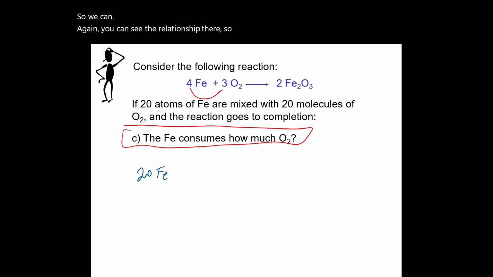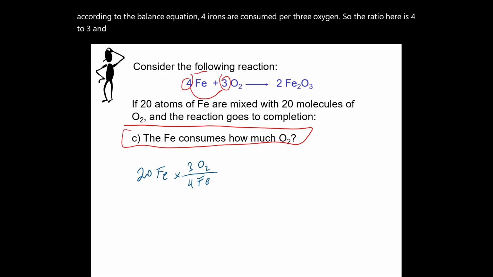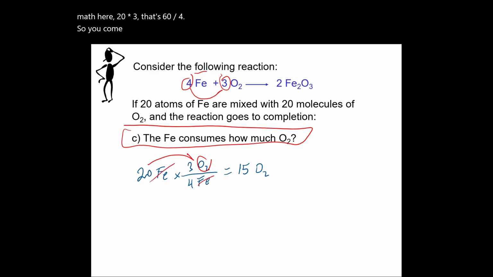So we got 20 irons. That is what we start with. And according to the balanced equation, 4 irons are consumed per 3 oxygen. So the ratio here is 4 to 3. And that is what we have here. So the iron will cancel out. Now you do the math here. 20 times 3, that's 60 divided by 4. So you come up with 15 oxygens. So if you start with 20 iron atoms, you can use up 15 oxygen molecules.